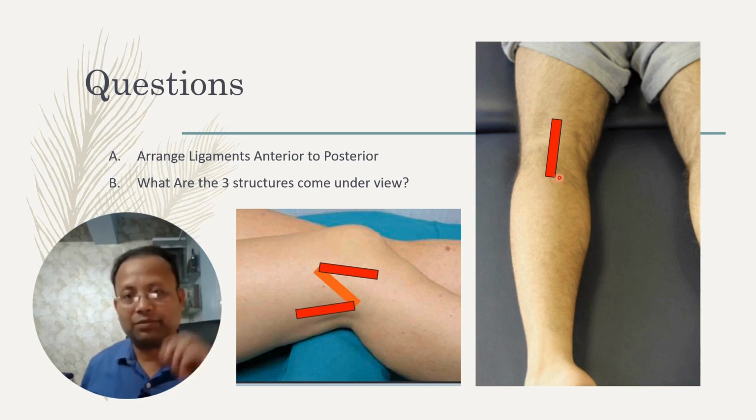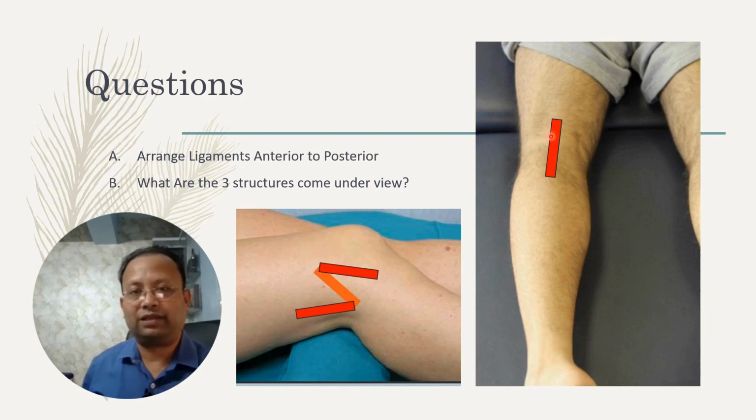Then we know that ligaments, I am talking about the ligaments. In the middle portion there are, of course, no muscles. Muscles are on both the sides. So which ligaments will we see?